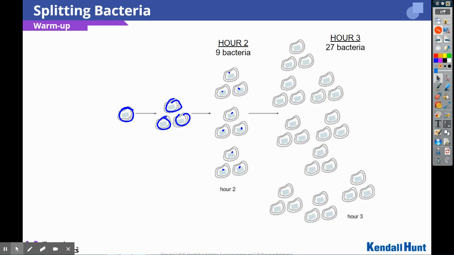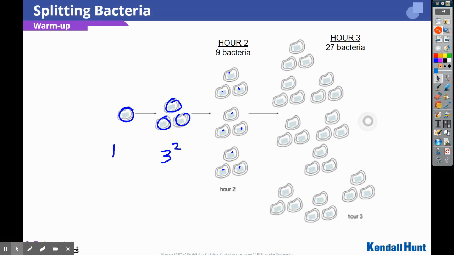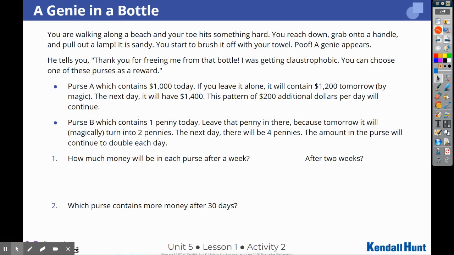Because if you take 1 bacteria and you split it into 3, then you're going to get 3. If you take these 3 bacteria and you square it, you're going to get 3 squared, which is 3 times 3, which is 9. If you do that again, 3 times 3 times 3, you get 27. And so that's our lead-in into exponents that we're going to look at.